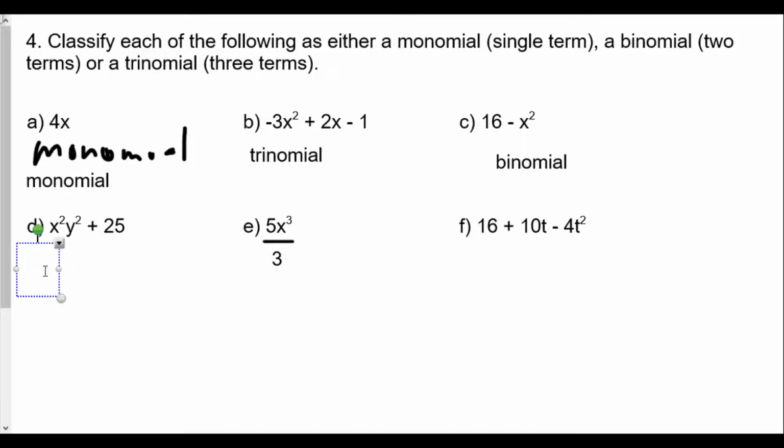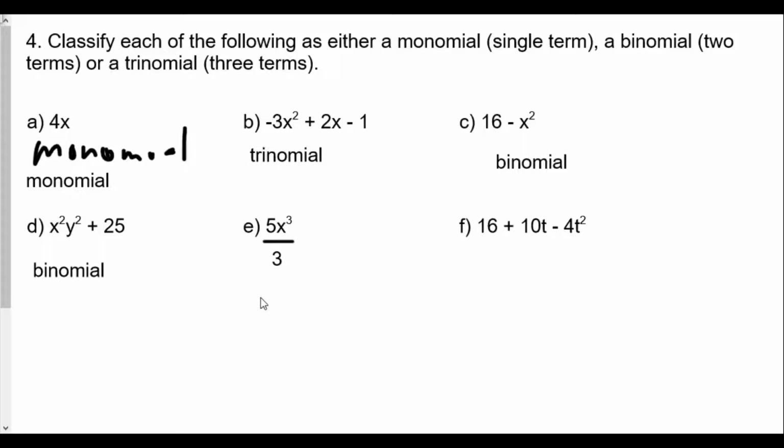So for D, there's x squared y squared. That x squared y squared is a single term by itself, plus, which means now a second term, 25, only 2 terms, a binomial. Now, it looks like E has 5x squared divided by 3, but please remember anything multiplying or dividing, that's a single term. All right, so really it's 5/3 times x cubed.